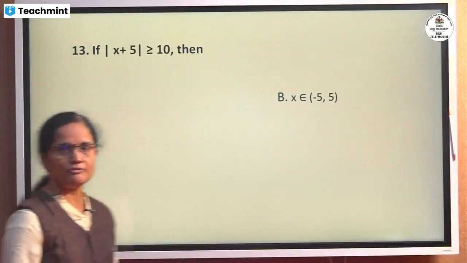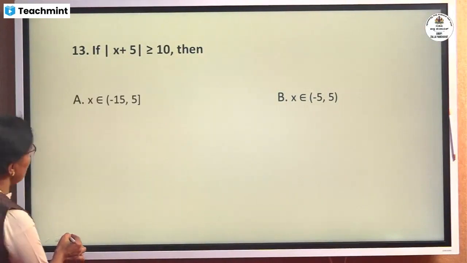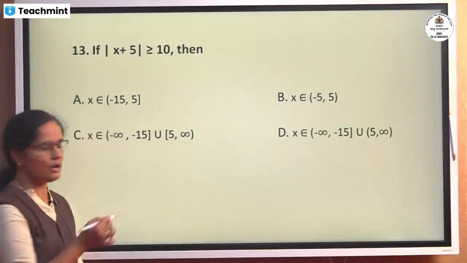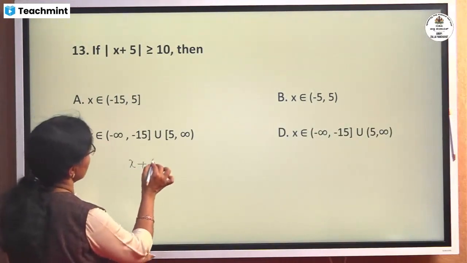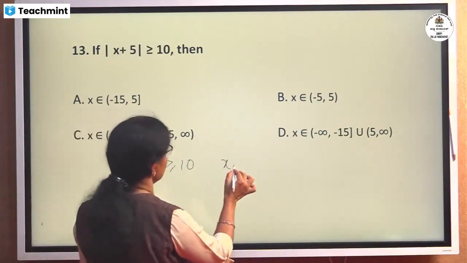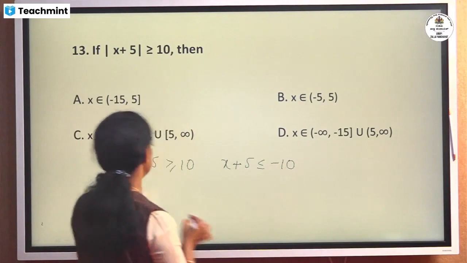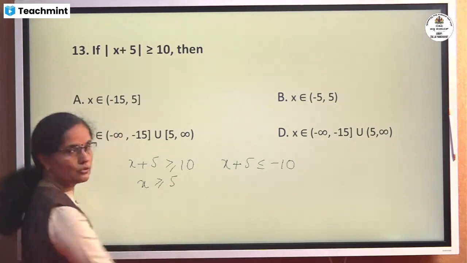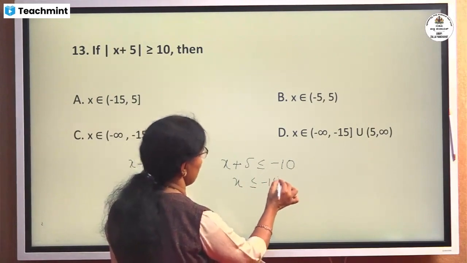Okay. Let me go for another inequation with options here. So all these are the options. The D option is like this. Here also you have to solve it in the same method. That is x plus 5, take the inequation directly, greater than or equal to 10. And another inequation is x plus 5 multiplied by a negative number, so that it becomes minus 10. So here x is greater than or equal to 10 minus 5, that is equal to 5. Then here x is lesser than or equal to minus 15.